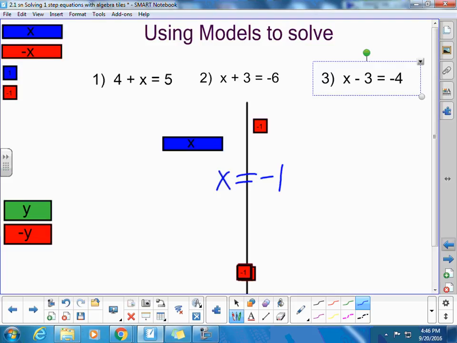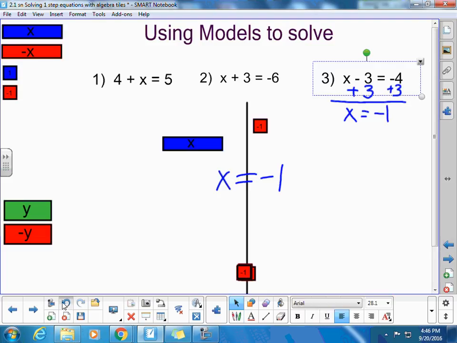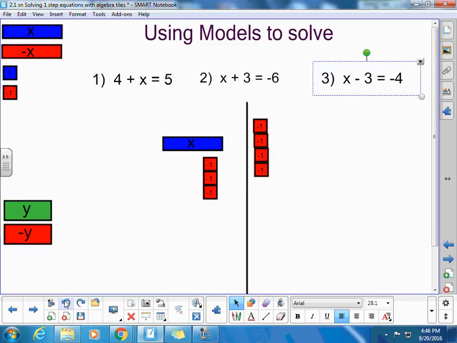So here what we did is, if we were going to solve it using just numbers, we would do the inverse operations. So we would add 3, and we would get x equals negative 1. Let's just go back and think, could we have done this another way? We could have. That would have shown you the add 3.